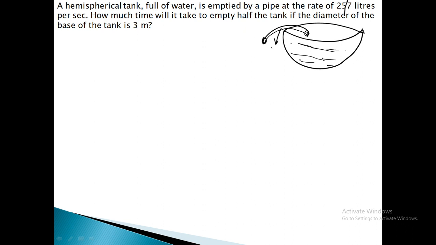The volume of the pipe is given, that is 25 by 7 liter per second. That means the water which is extracted from the tank, its volume is 25 by 7 liter. Because when we calculate the volume of the pipe, we can say that it's the volume of the water which is flowing through this pipe, that is 25 by 7 liter. And we have given the diameter of the base of this tank, which is 3 meter.